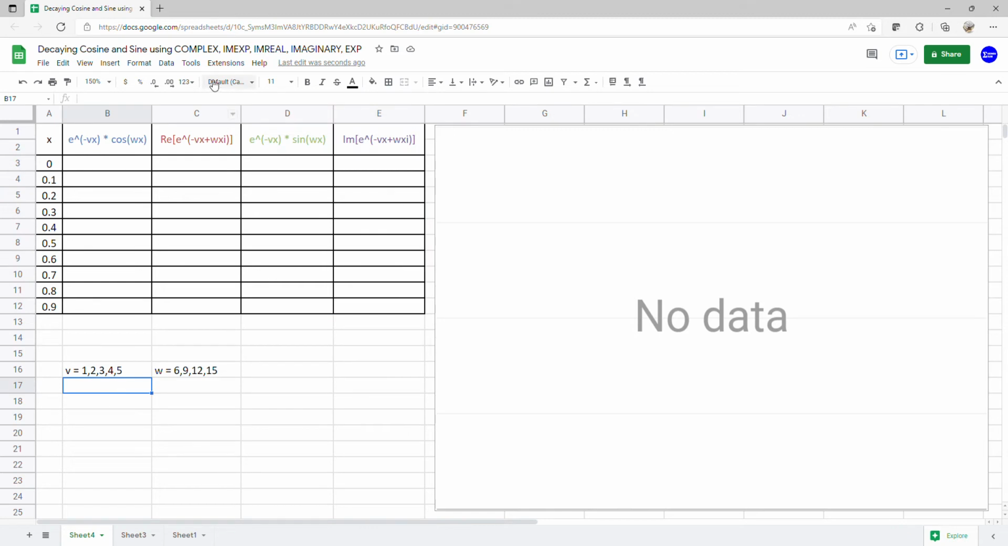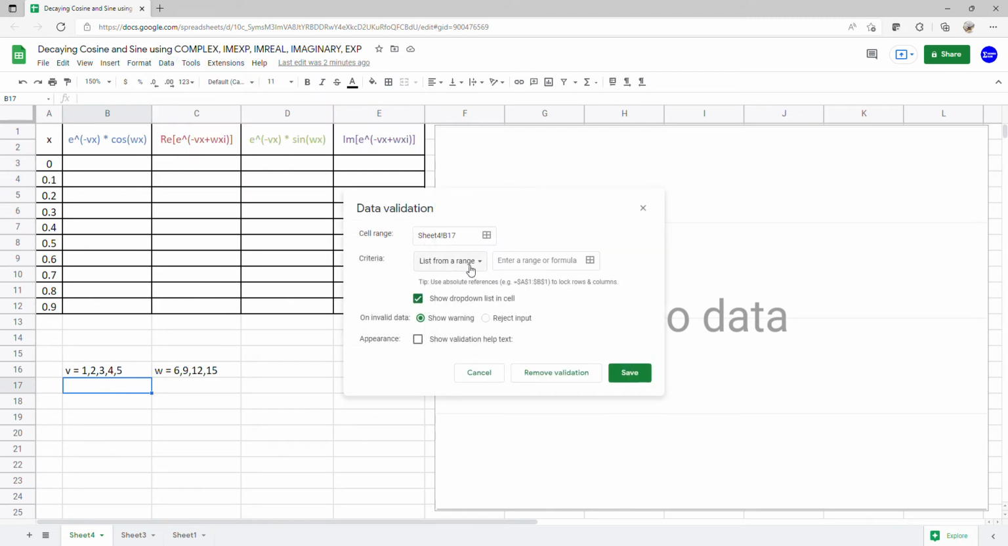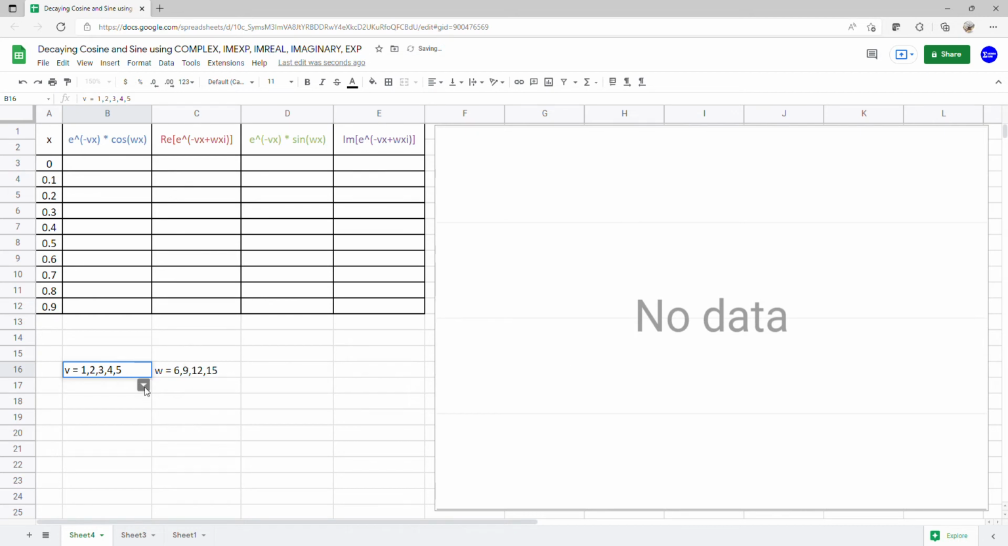So v will be data validation, list of items from 1 to 5. So we can start with 1.